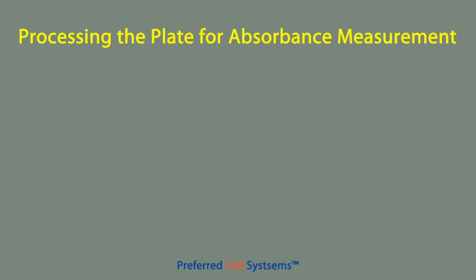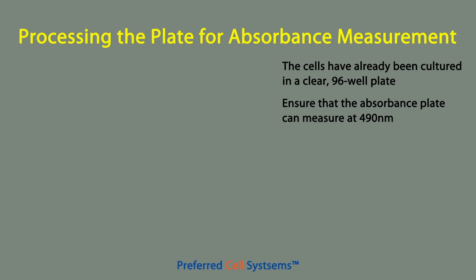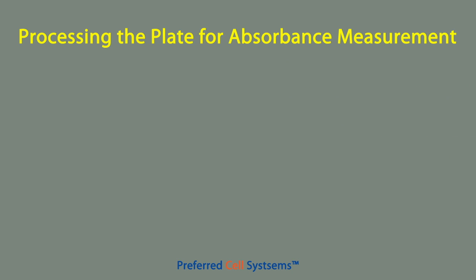Now let's go to the actual protocol. For this tutorial, it is assumed that the cells have been cultured for a specific period of time in the clear, sterile 96-well plate provided with the assay kit, because in this tutorial only the procedure for processing the plate and measuring absorbance is described. Now make sure your absorbance plate reader can perform the measurement at 490 nanometers. Also make sure that the instrument is adjusted for the correct gain if necessary.